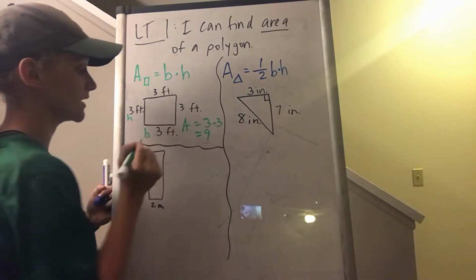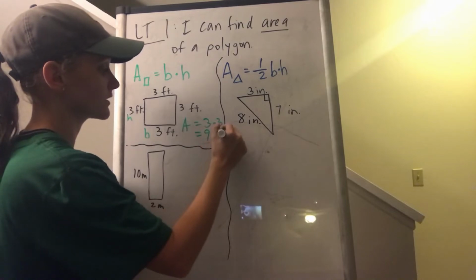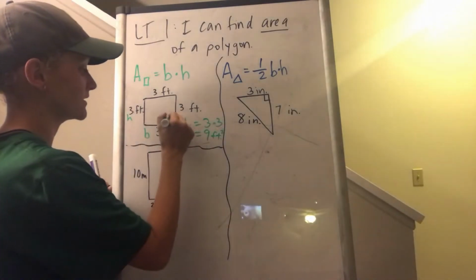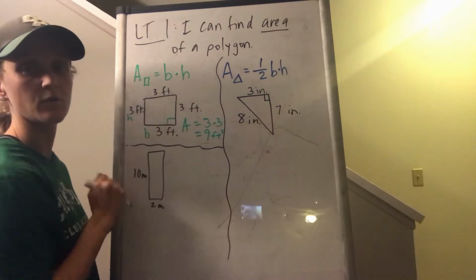And then that's going to be 9, and the unit should be feet squared, because that's saying that there's 9 little squares that are 1 foot by 1 foot inside.